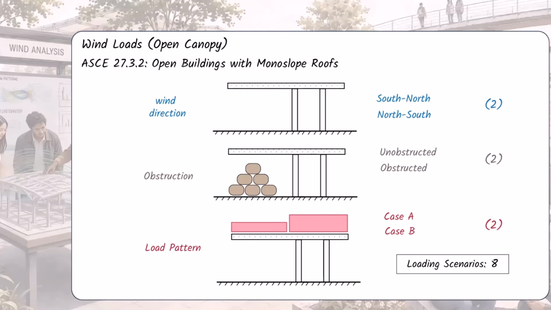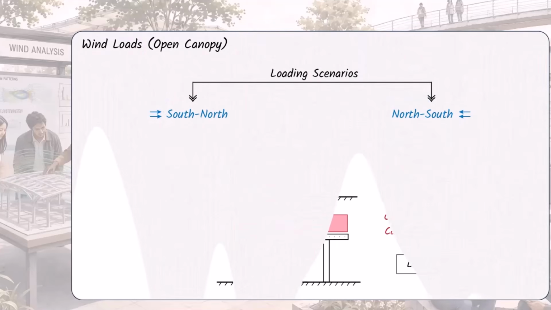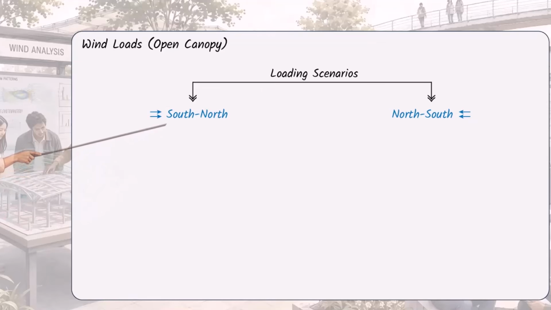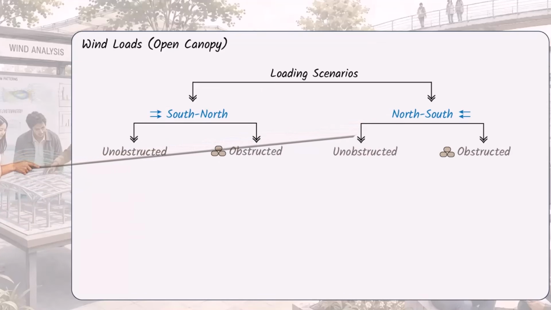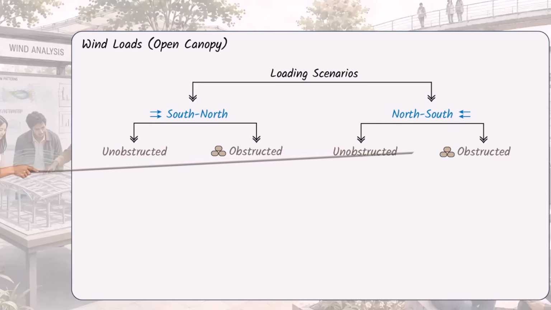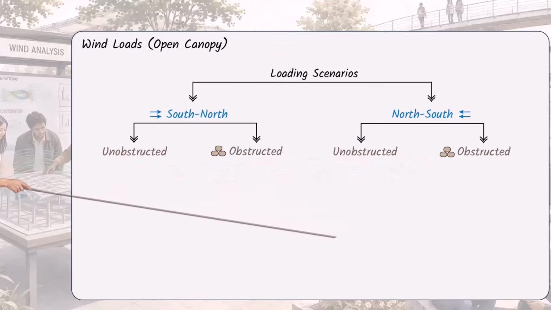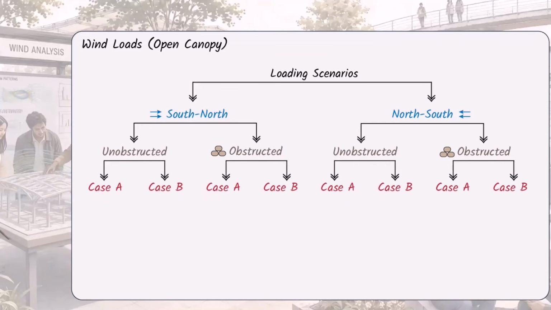Let's take a look at the pressure coefficients for these 8 loading scenarios. We have two wind directions to consider, south to north and north to south. For each wind direction, we consider two conditions beneath the roof: an unobstructed condition, where there are no significant obstructions beneath the canopy, and an obstructed condition, where objects may interfere with the wind flow. For each of these conditions, ASCE 7 provides two pressure distribution cases, identified as Case A and Case B.